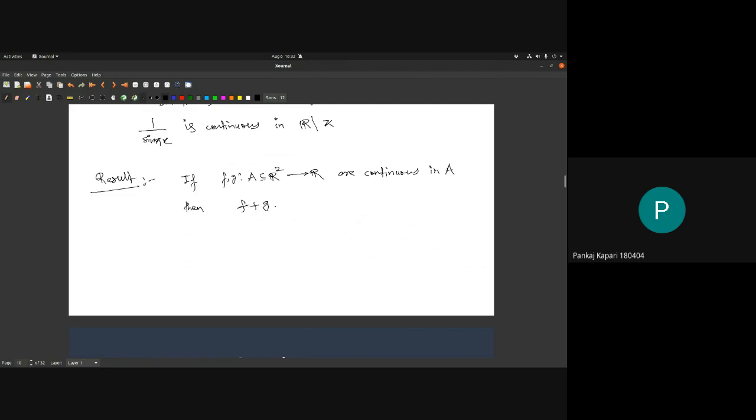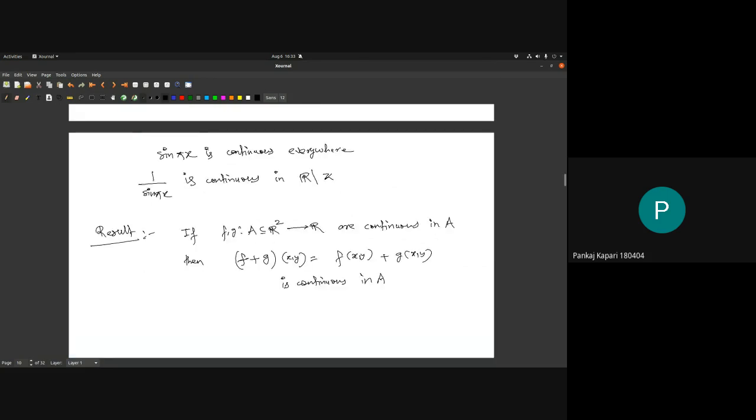how do we define this f plus g? F plus g of x comma y is defined as f of x y plus g of x y, because the codomain of these functions is the set of real numbers, and in the set of real numbers we can always add two real numbers. So that's why we can define the sum of the two functions. Then this sum function is also continuous. Then f plus g is continuous in A.